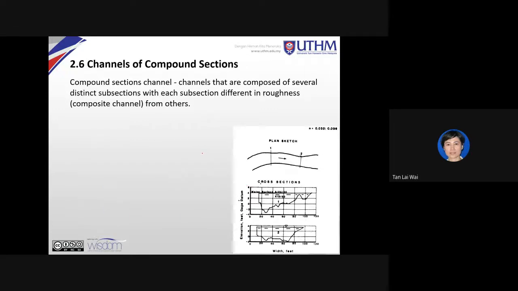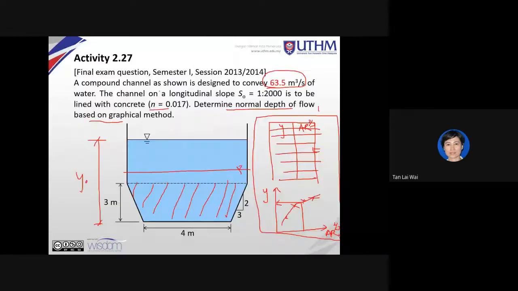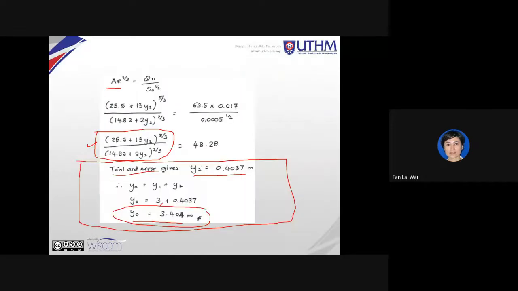Now the last subtopic would be about channels of compound section. This is a compound section, but who knows, maybe the bottom part, which is the trapezoidal part, may use concrete lining, and this part may use rocks as lining. So the roughness coefficient would not be the same for these two parts. Now, how are we going to find it?